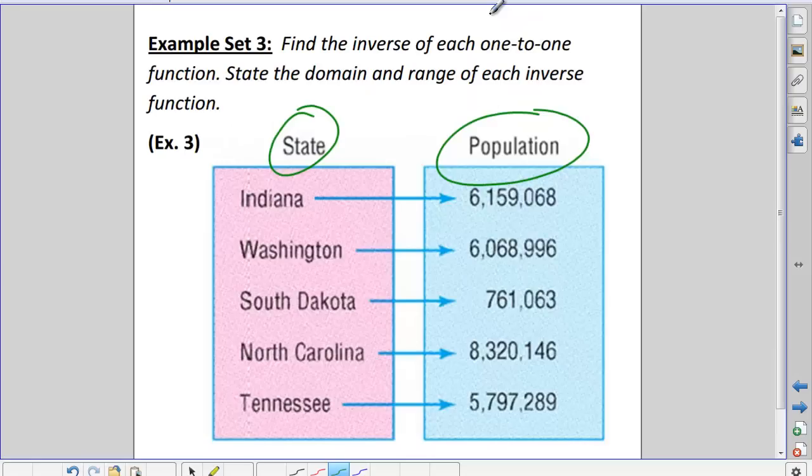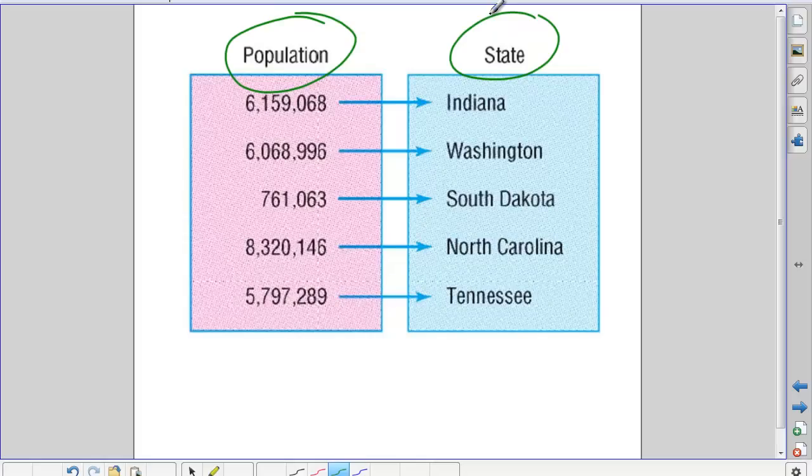Okay, so I started with this, states on the left mapped to populations on the right. Now I have populations on the left mapped to states on the right. That's the inverse. And that's basically how that works. The domain and the range are switching places. Okay.